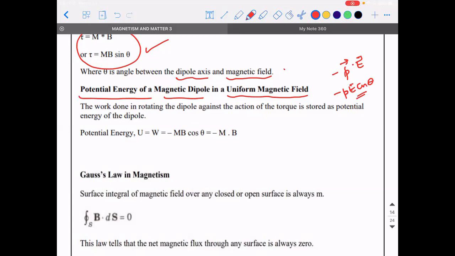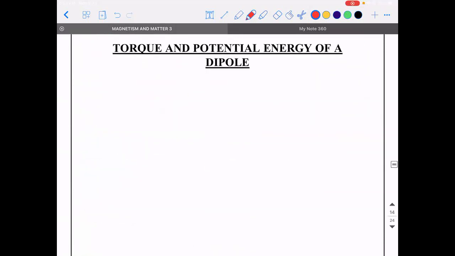In a similar way, if you calculate the potential energy of a magnet or of a magnetic dipole in an external magnetic field, you will get the answer as minus M into B cos theta, where M is the magnetic dipole moment and B is the magnetic field intensity. And theta obviously is the angle between the magnetic dipole moment and the magnetic field. Now we are going to see the derivation.